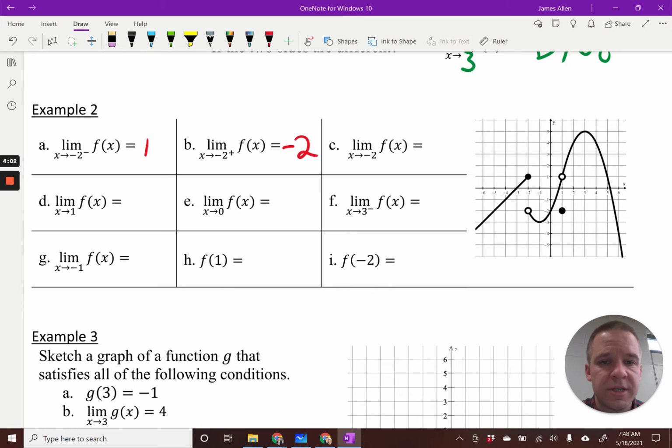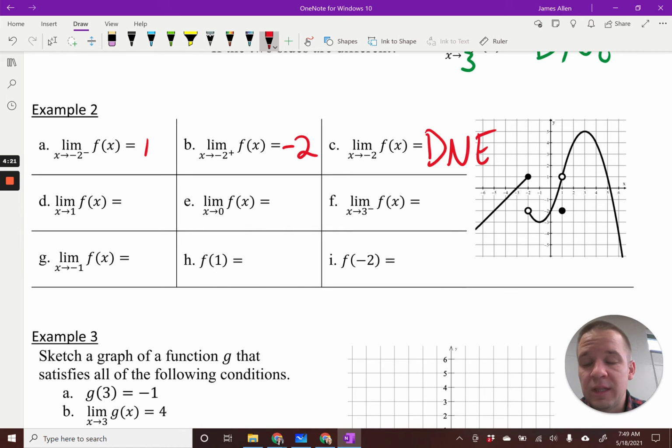So part C says, what's the limit of f of x as x approaches negative 2? Well, since from the left it's approaching 1 and from the right it's approaching negative 2, I'm not approaching the same thing, so the limit does not exist. Okay.